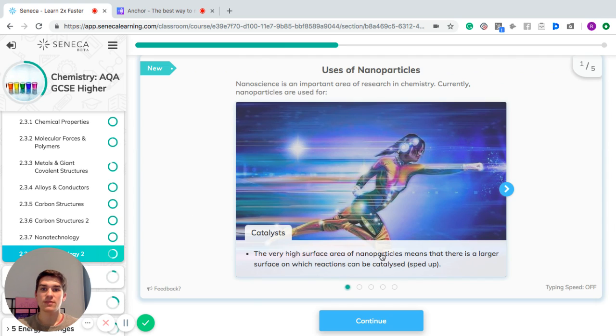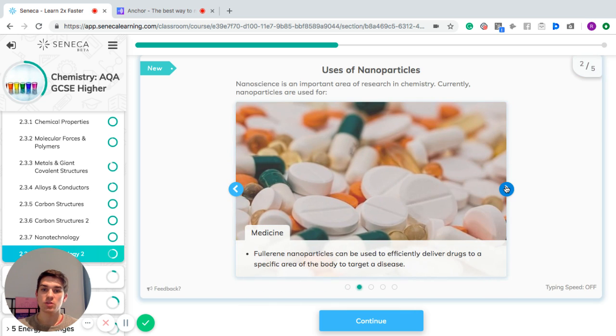Some of the uses of nanoparticles: nanoscience is a really important area of research in chemistry. Currently we use nanoparticles as catalysts because their very high surface area to volume ratio means that the larger surface area will help reactions be catalyzed more easily and speed up better. They're also used in medicines.